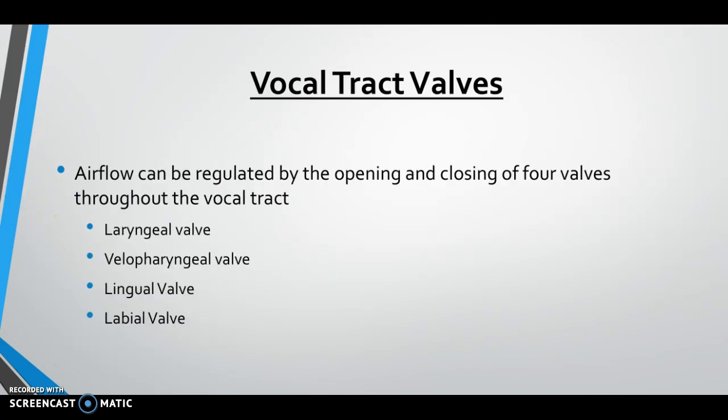So the first component of the vocal tract that I'll talk about is the air valves. These vocal tract valves regulate where the air flows. The laryngeal valve is the vocal folds themselves, and then the velum regulates, after the pharyngeal cavity, if the sound goes through the nasal cavity or the oral cavity. The lingual valve is the tongue, and the labial valve is the lips, which we know are really important for articulation.